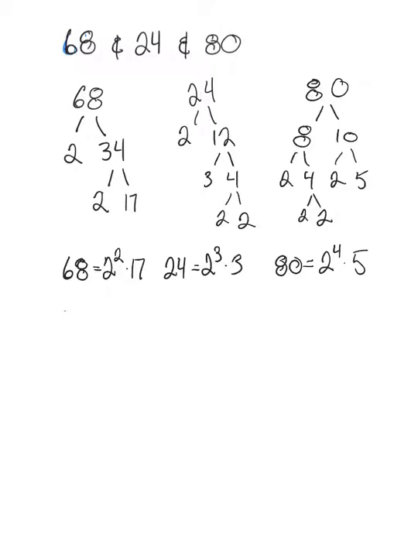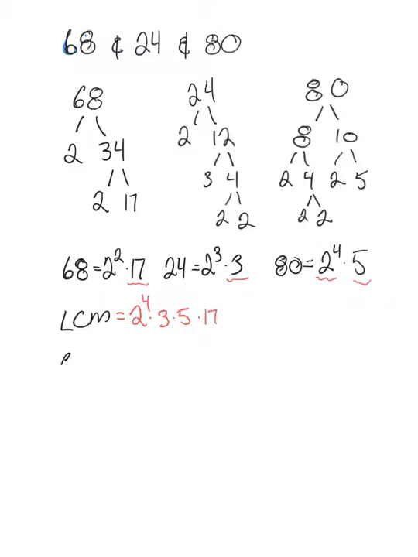So therefore the LCM equals the highest powers, which is 17, 2 to the 4, 3, and 5. So it equals 2 to the 4 times 3 times 5 times 17.